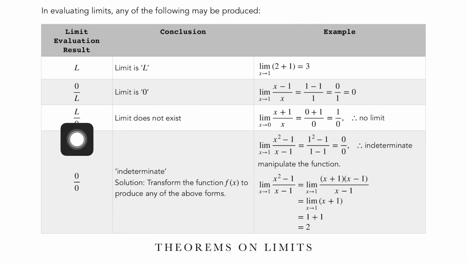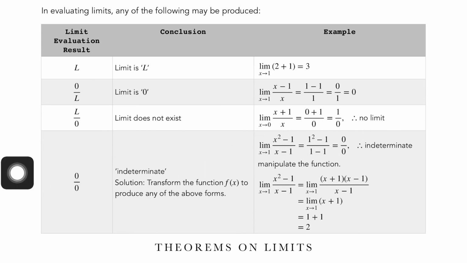For the third type of evaluation result, we have L over 0. If this is the case, the limit does not exist. That is our conclusion, or the function becomes discontinuous at x equals a. If the limit is x plus 1 over x, and we determine f of 0, that would be 0 plus 1 over 0, which is 1 over 0. Therefore, there is no limit as x approaches 0.